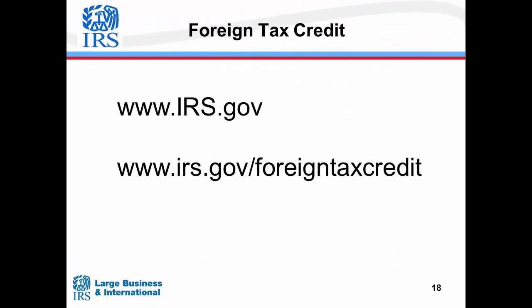For more information, go to irs.gov or irs.gov/foreigntaxcredit.